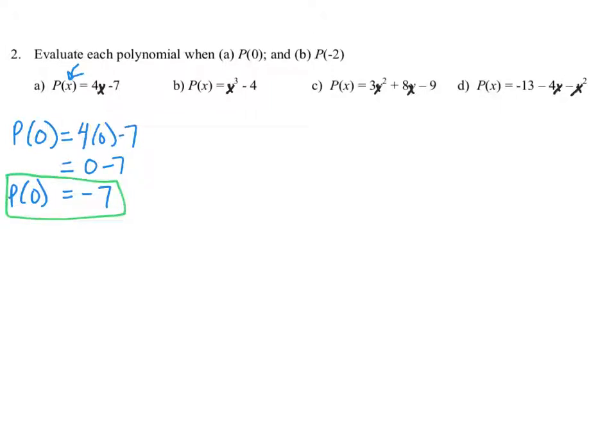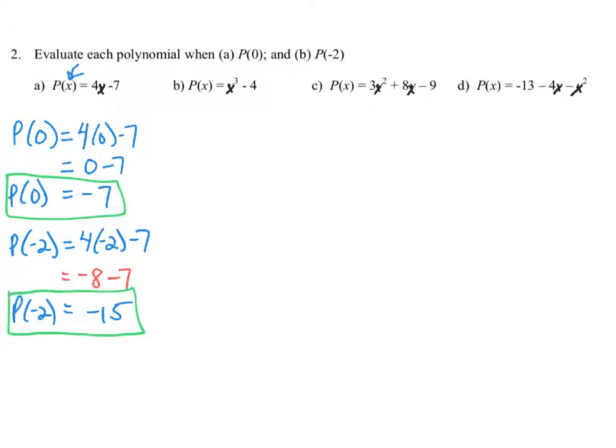Now let's continue and find p of negative 2. To find p of negative 2, we replace the x in the original polynomial with negative 2 and simplify the result. So we multiply 4 times negative 2 to get negative 8, and negative 8 minus 7 is equal to negative 15. So p of negative 2 is equal to negative 15. So we're going to have two answers for each part. P of 0 is negative 7, and p of negative 2 is negative 15.